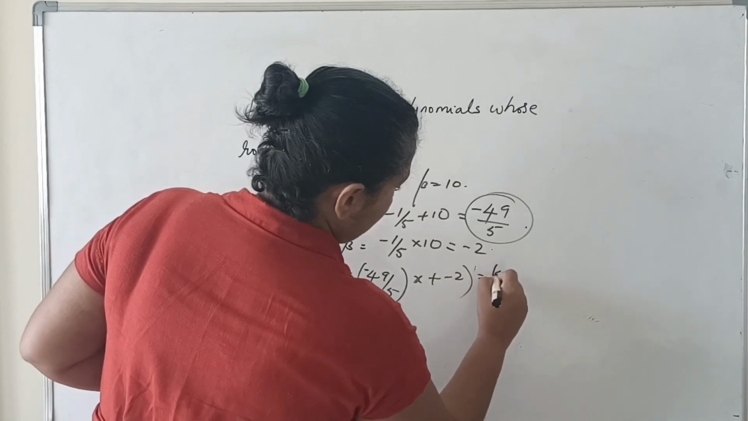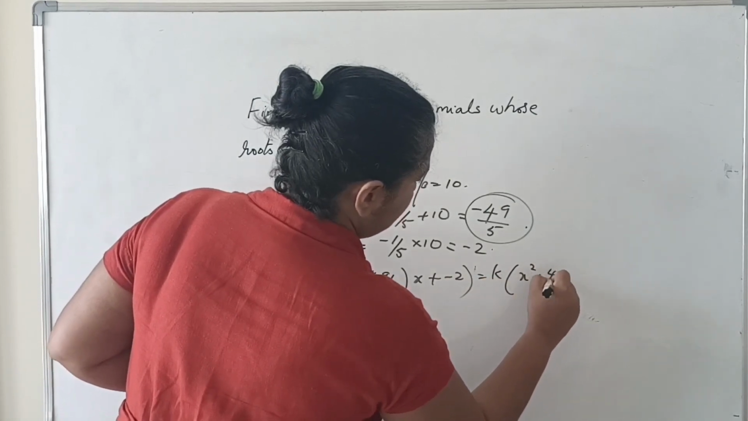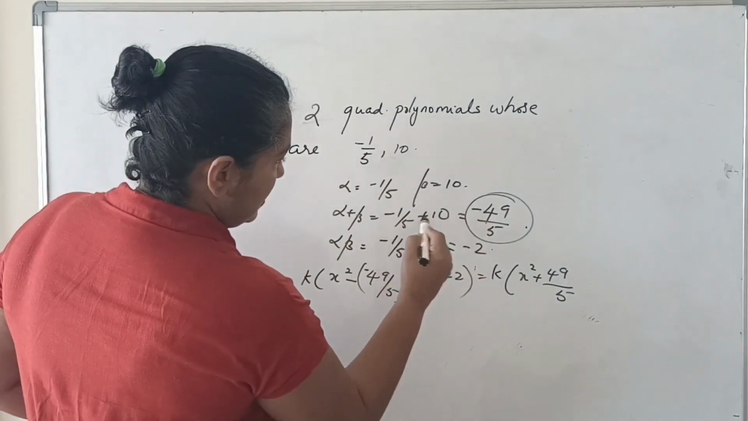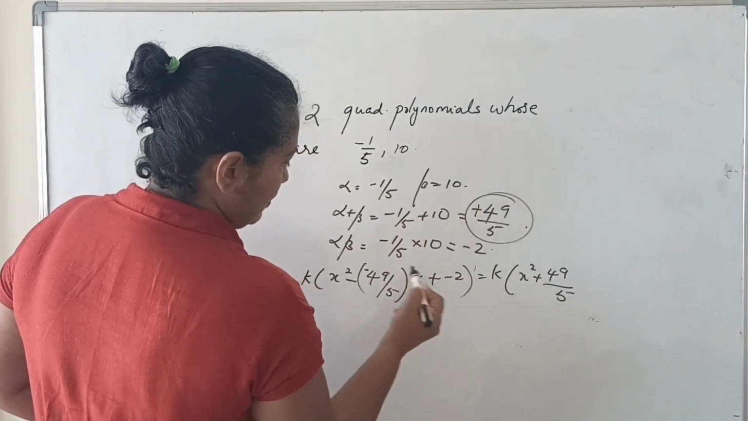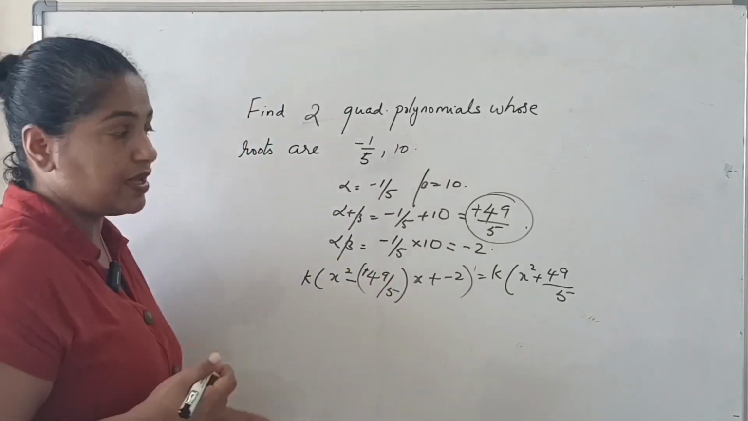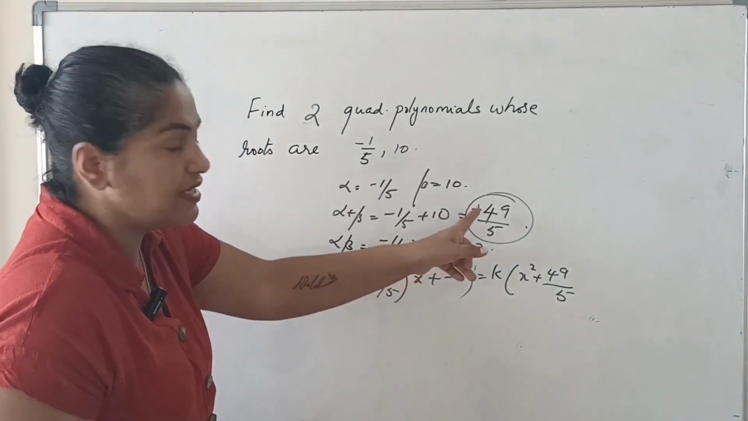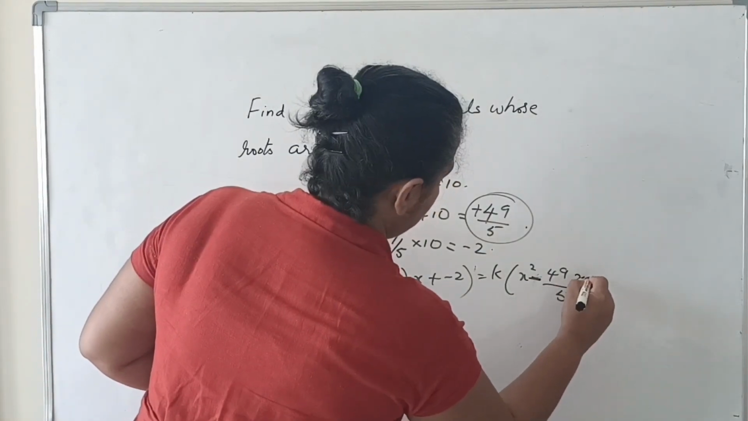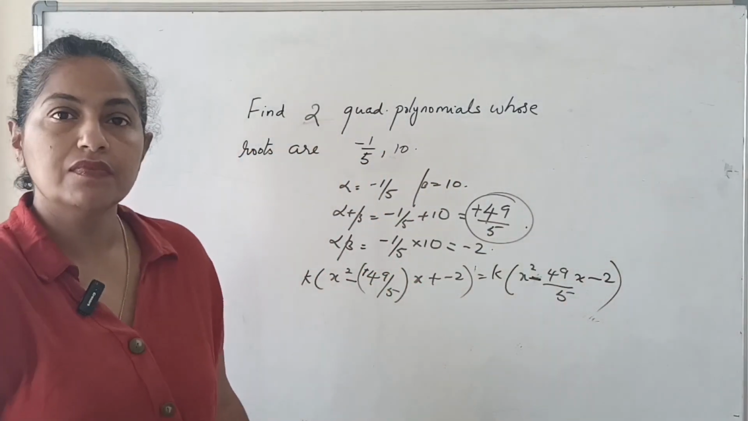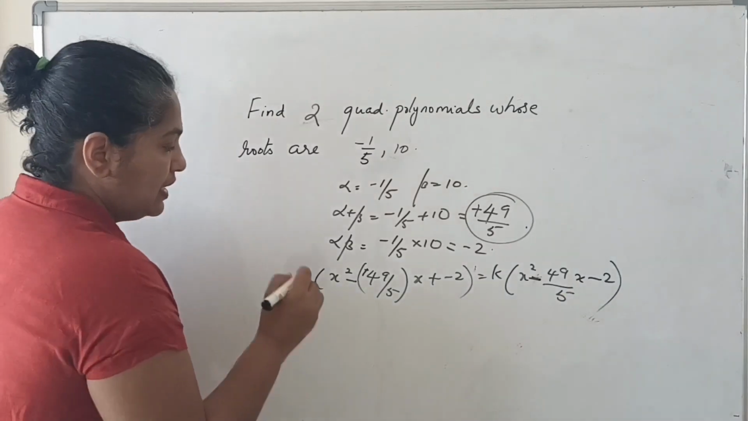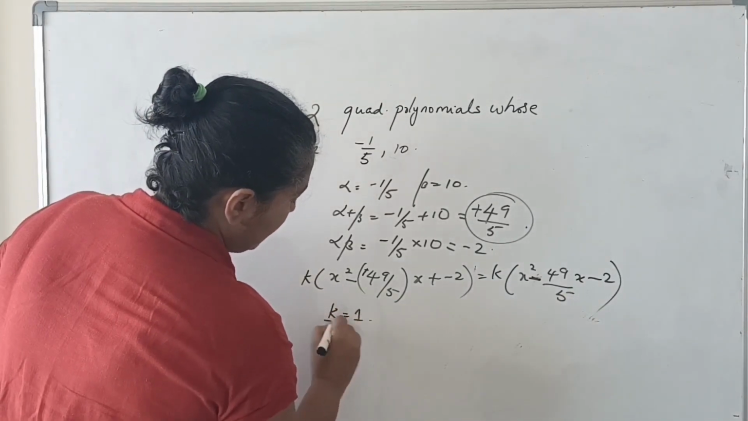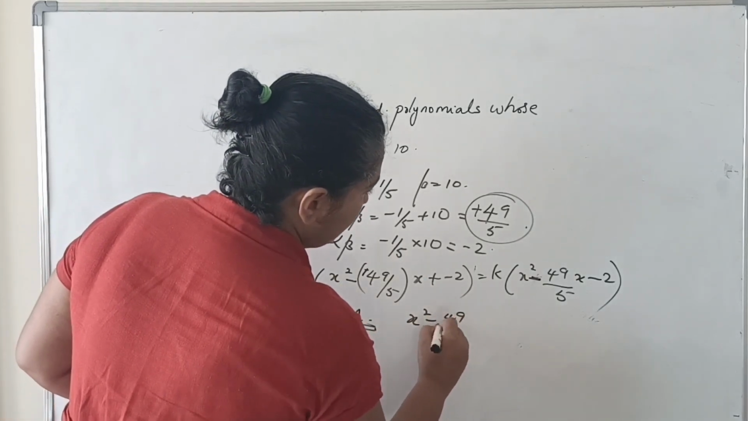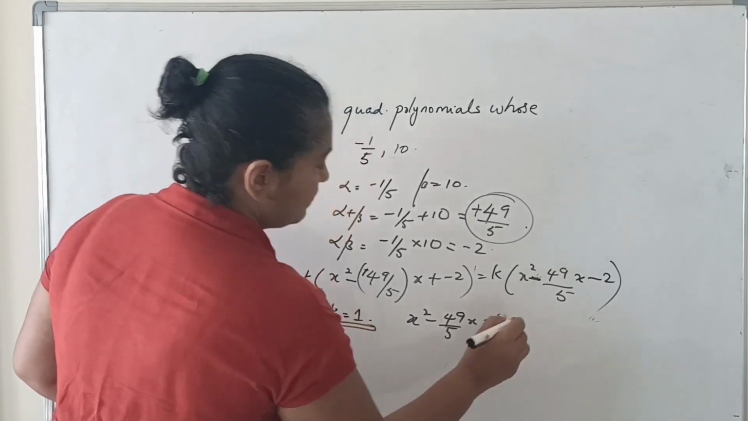So, let me rearrange it. Sorry, I think I have made a mistake here. It is a plus 49 by 5, because minus 1 by 5 plus 10 is plus 49 by 5. So, x square minus sum into x plus product. Now, when k is equal to 1, what happens to the polynomial? The polynomial becomes x square minus 49 by 5 into x minus 2.